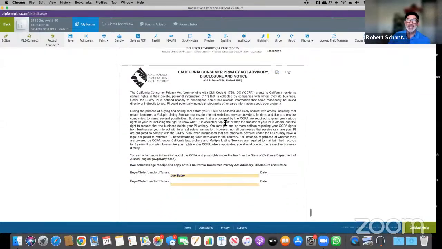And then one last form, the California Consumer Privacy Act Advisory Disclosure and Notice. This came out December of last year because we needed another form in the Zip Forms library. But it basically is an advisory, disclosure, and notice for consumer protection.